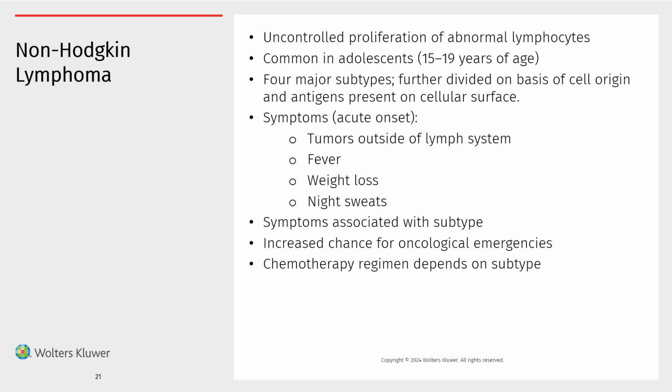Then there's non-Hodgkin lymphoma, uncontrolled proliferation of abnormal lymphocytes, so different cell. It's common in adolescents, age 15 to 19. 4 major subtypes, further divided on basis of cell origin and antigens present on cellular surface. Symptoms very similar. You do see tumors outside of the lymph system, fever, weight loss, night sweats. The subtype of cell origin has a little bit of different presentation for each. Increased chance for oncological emergencies, and chemotherapy regimen depends on the subtype.